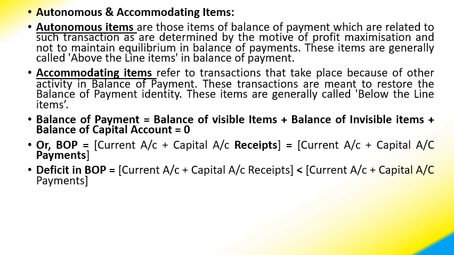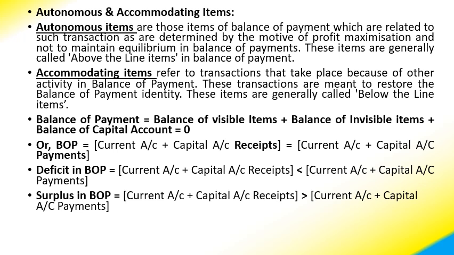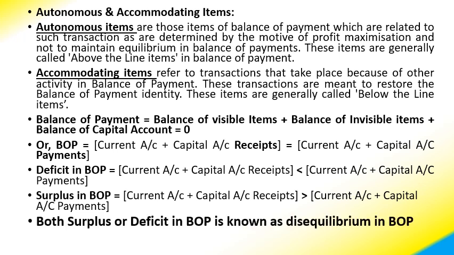The deficit in BOP is when current account and capital account receipts are less than current account and capital account payments, then it is known as the deficit or negative balance in BOP. Surplus is the opposite: if current account and capital account receipts are greater than current account and capital account payments, that is a surplus of BOP. Both deficit and surplus are known as disequilibrium in BOP. Surplus is good, obviously, but a deficit in BOP is not at all good for the economy.